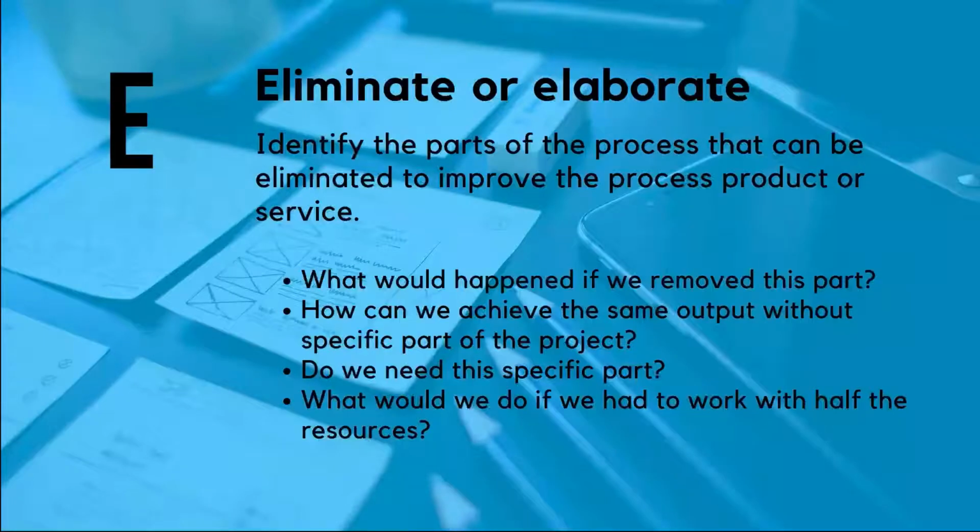E. E for eliminate or elaborate. It identifies the parts of the process that can be eliminated to improve the process, product or service. You can ask questions such as, what would happen if we removed this part? How can we achieve the same output without a specific part of the project? Do we need this specific part? What would we do if we had to work with half the resources?